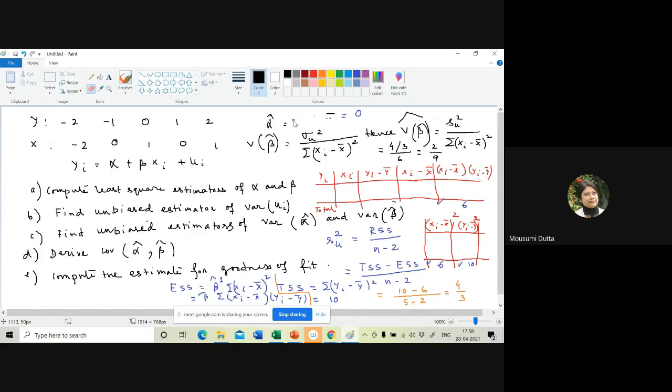Ma'am, is it 4 by 15? Please check the formula for variance of alpha hat and tell us what the formula is. Variance of alpha hat is sigma square u by n plus x bar square sigma square by summation xi minus x bar whole square, and in place of sigma square, RSS by n minus 2 will come.